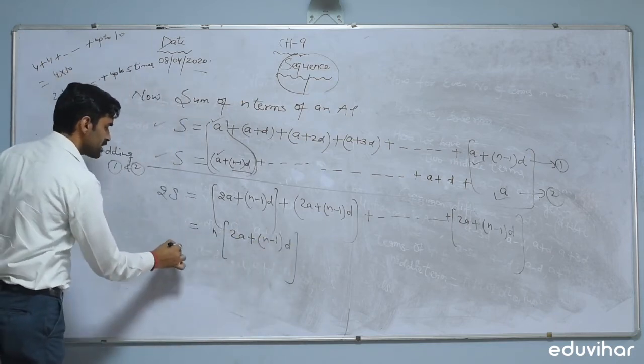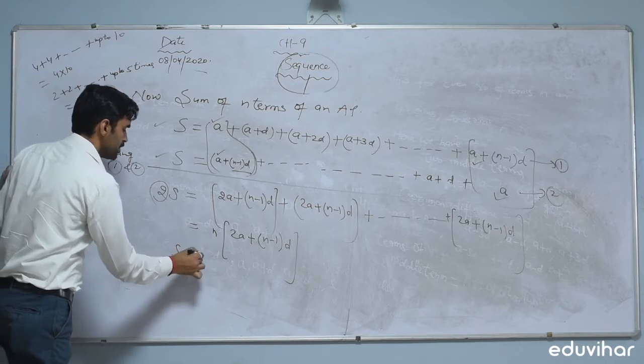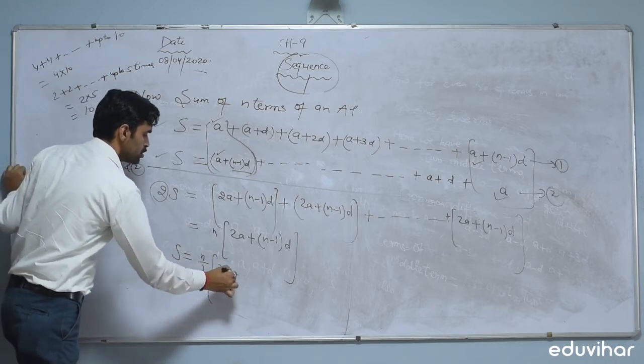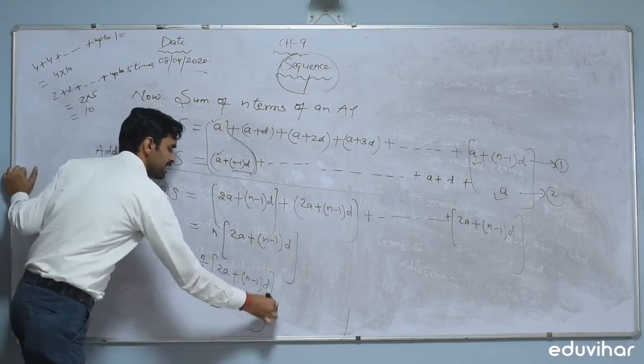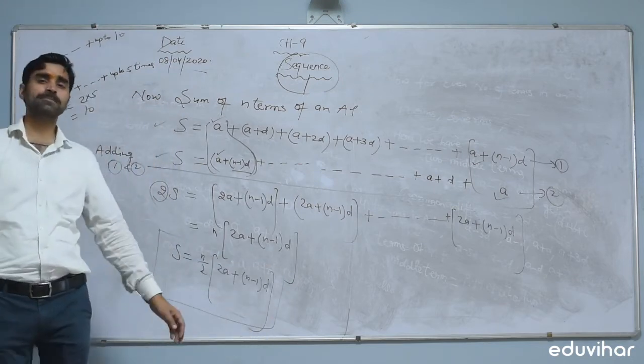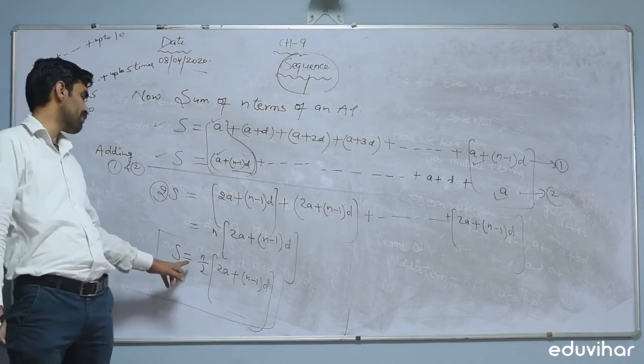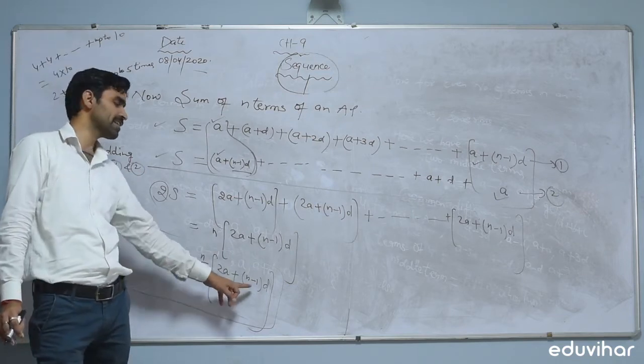Now you can say twice the sum of n terms equals n times (2A plus (n minus 1)D), so the sum of n terms can be written as n upon 2 into (2A plus (n minus 1) into D). In this way, the sum of n terms of an AP can be found using the formula n upon 2 into (2A plus (n minus 1)D).